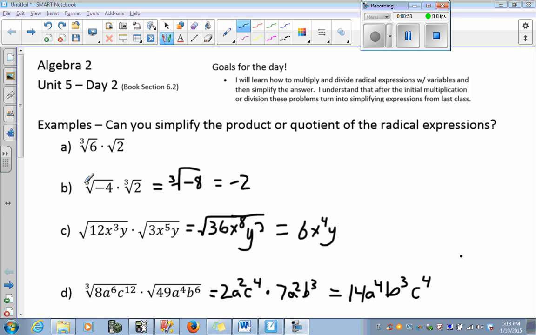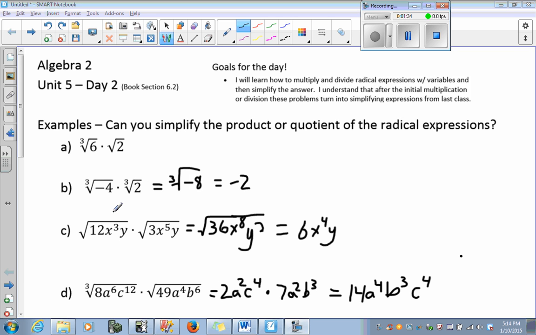B, we have the cubed root of -4 times the cubed root of 2. Now, they're both cube roots in the indexes, and because these indexes are the same, we can multiply them. So we would simply multiply the radicands, what's under the radical signs. So this would basically become the cubed root of -4 times 2, which is the cubed root of -8. The cube root of -8 is -2, because -2 times -2 times -2 is -8. Okay? Let's move down to C.